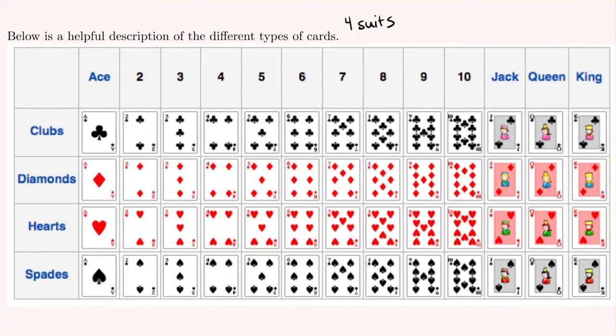Now each suit has 13 cards. So let's count the number of clubs. 1, 2, 3, 4, 5, 6, 7, 8, 9, 10, 11, 12, 13. So every suit has the same 13 cards, just with a different symbol attached to them. And in particular, every suit has 3 face cards. The face cards are the jack, king, and queen of each suit. So if there's 3 face cards in each of the 4 suits, how many total face cards are there?